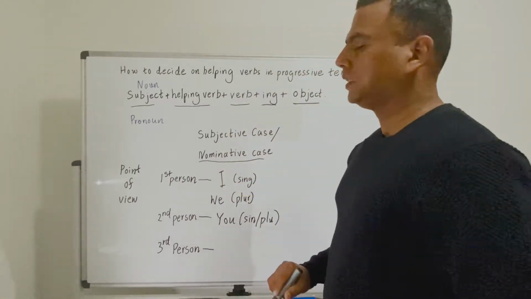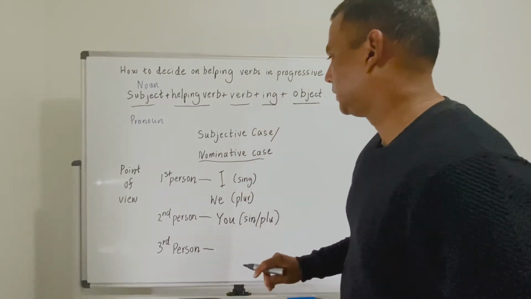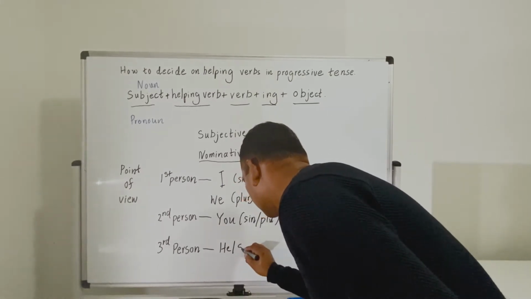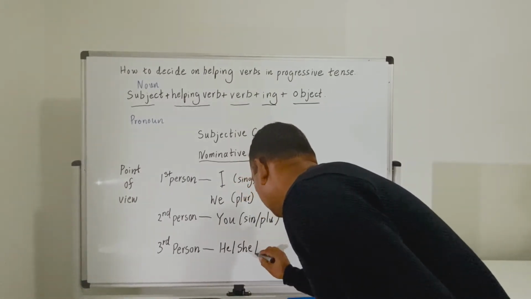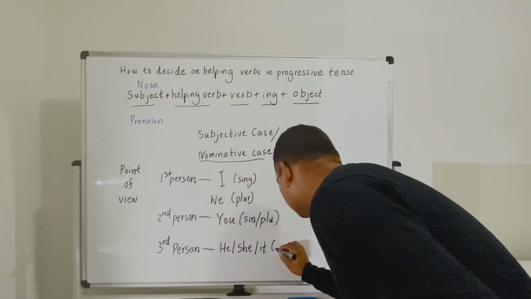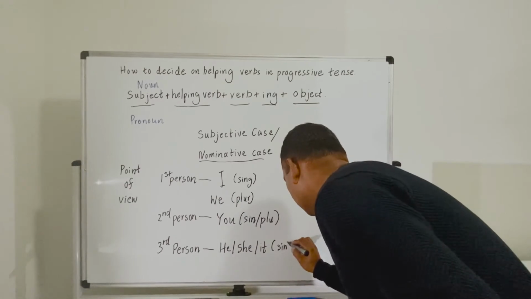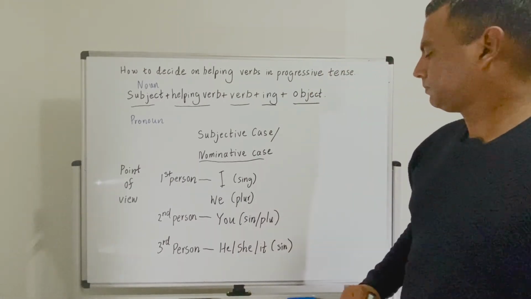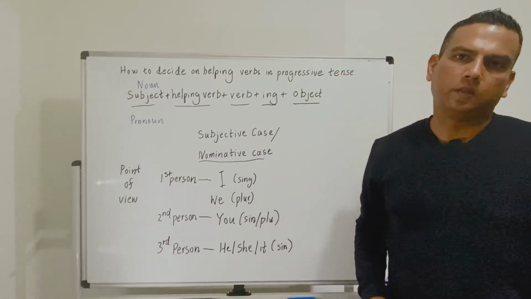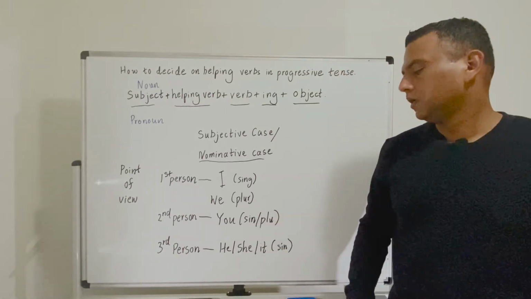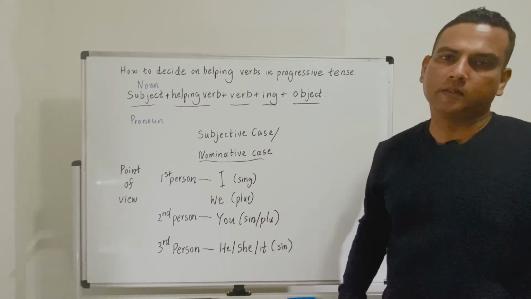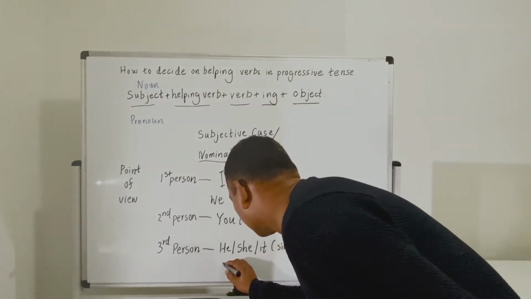First one is he, she, it. That is singular. Okay, and then what is the plural of that you can use? That is the plural that you can use instead of all these three. That is they.